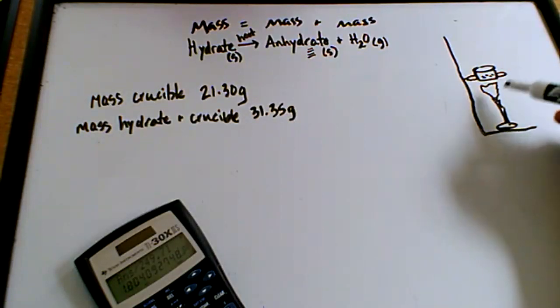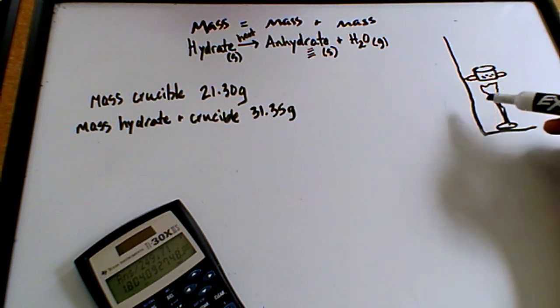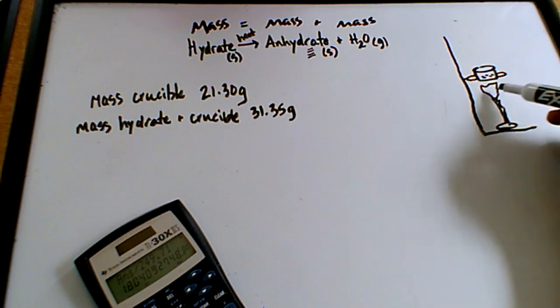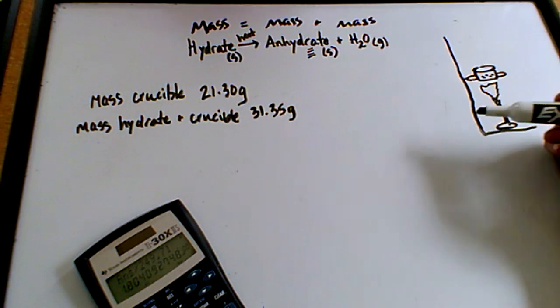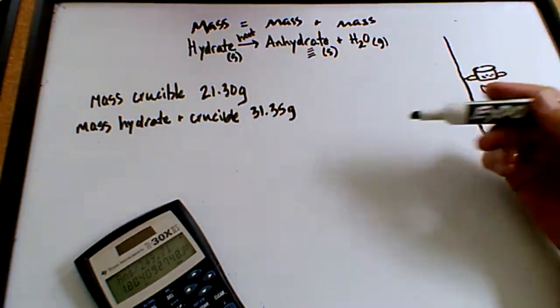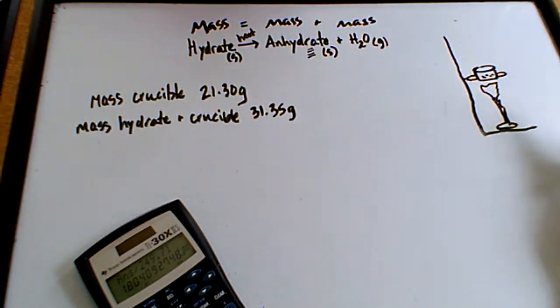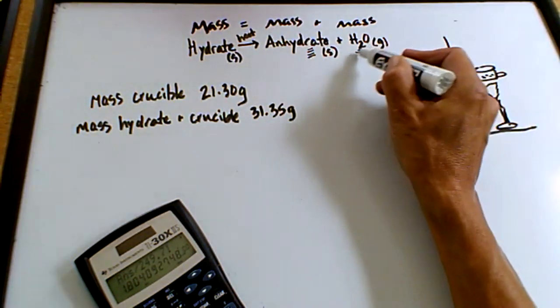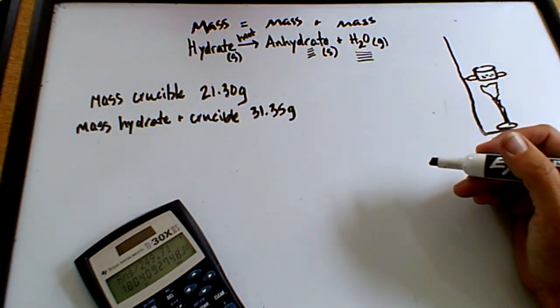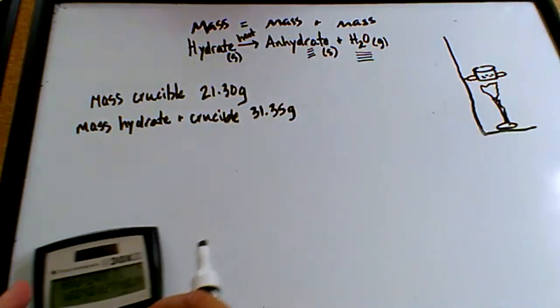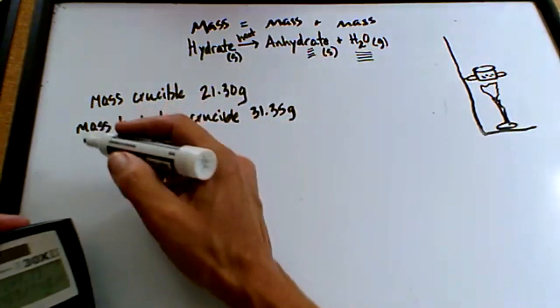We heat it several times: heat it and mass it, heat it, let it cool, get the mass, and repeat. We do that however many times we need until those mass values stop changing. Because at that point, we can conclude that all of the water has been removed from the hydrate. Once the mass stops changing, all of the water has been removed.